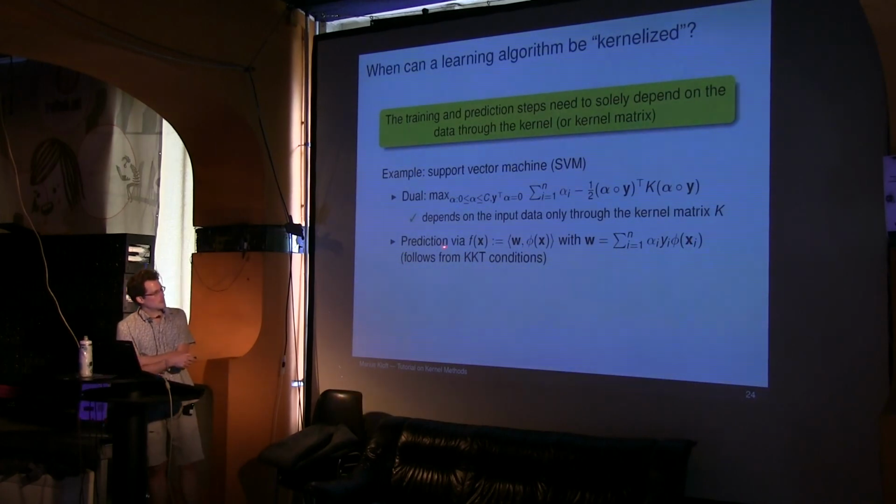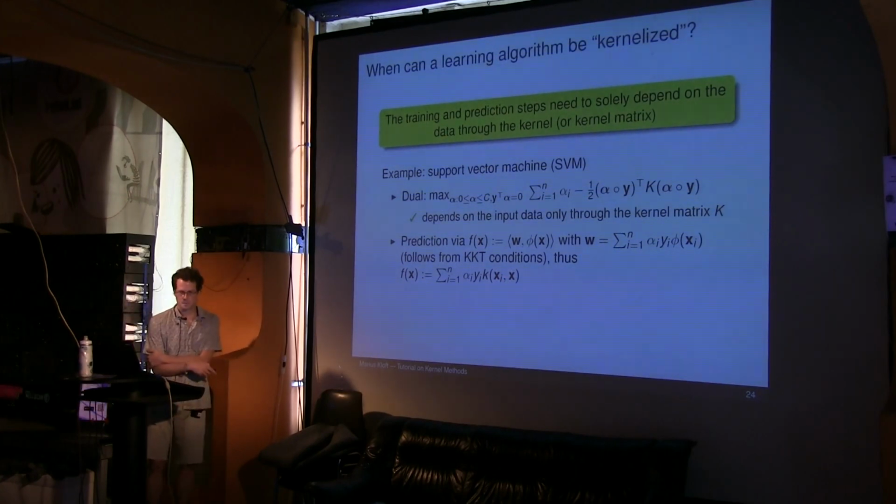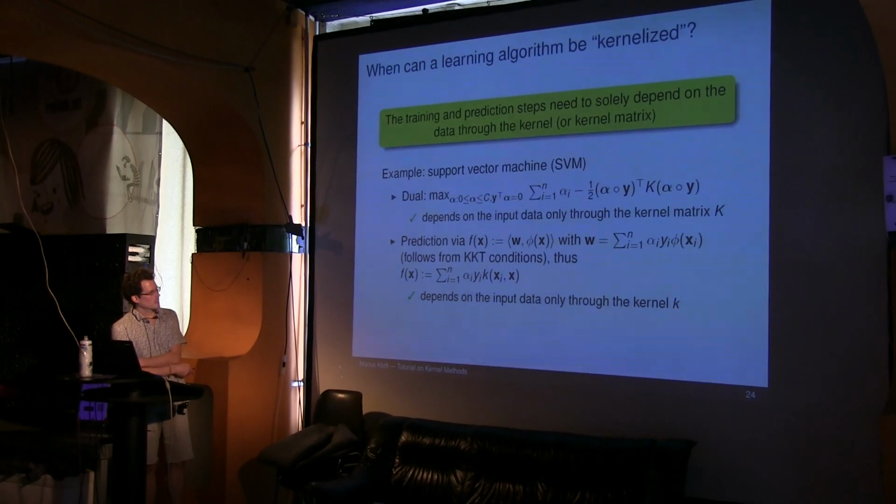The same is with the prediction function, actually the linear prediction function. We can show that this W parameter vector of the function can be expressed by a linear combination over the input points mapped into the high dimensional space. And if we substitute this back, we get this expression, and it just depends on the data via the kernel, so we are fine. Questions about this?